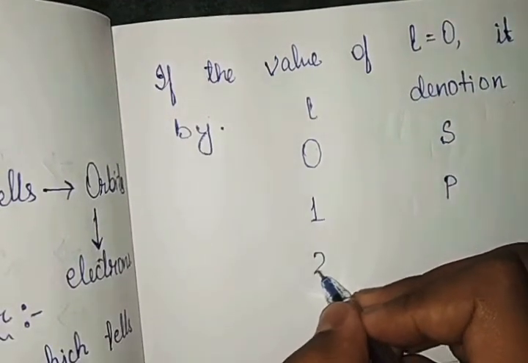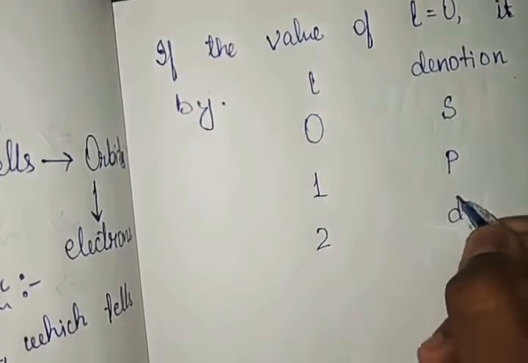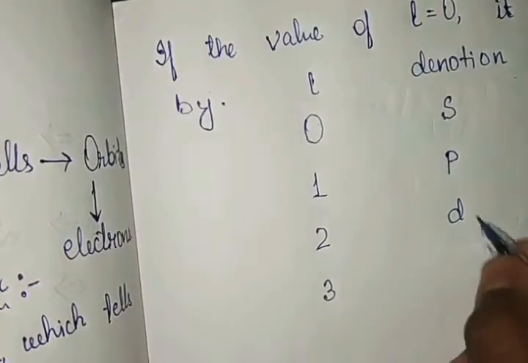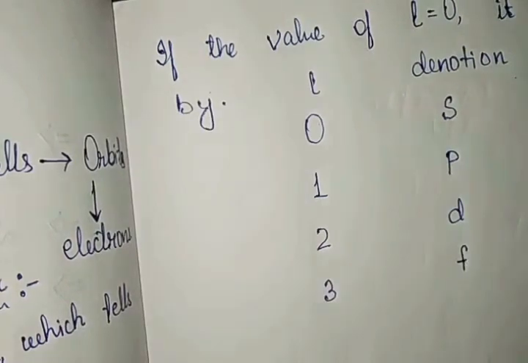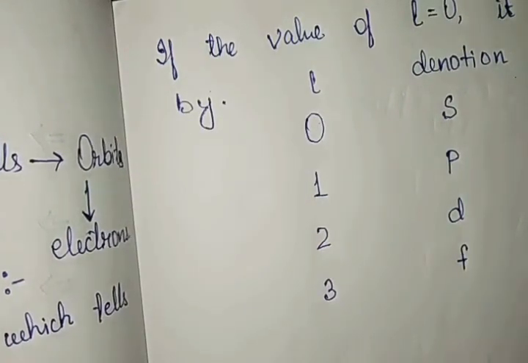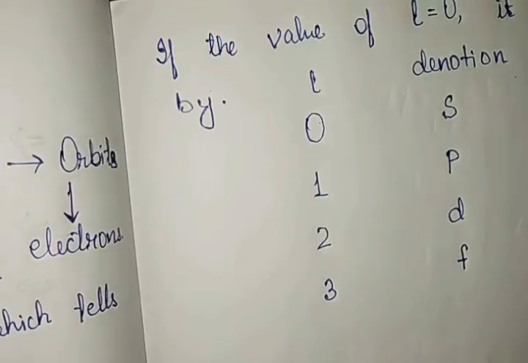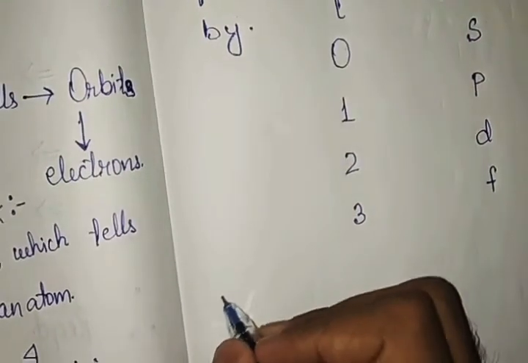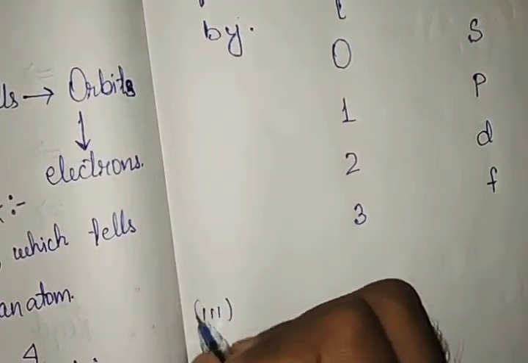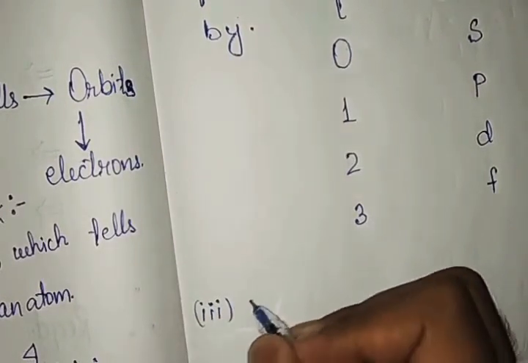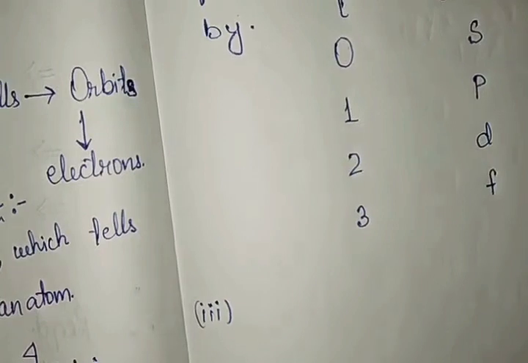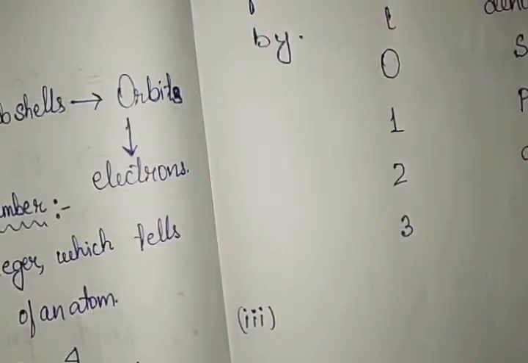If it is 2, it will be D. 3, then F. In this way. Okay? Then now from here, we are moving towards the third quantum number. The third quantum number is the magnetic spin or the spin quantum number, which is given by F.